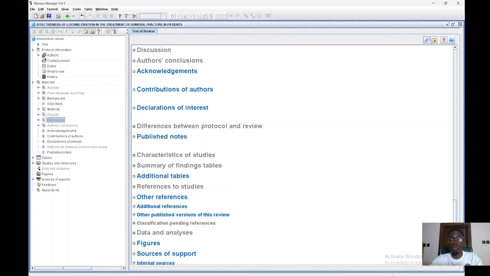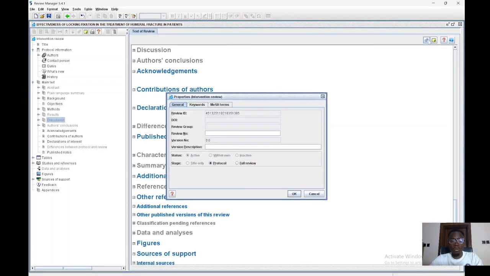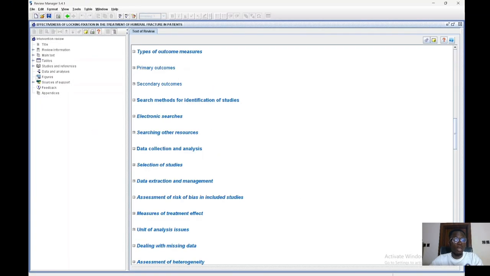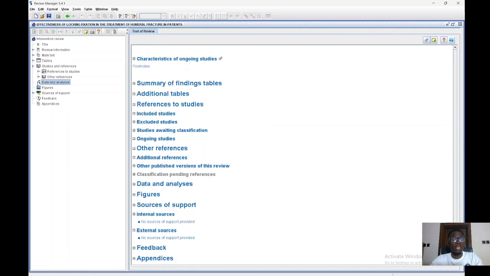Now, to change it, I'm going to click here. I'm going to click on full review, since I'm not at the protocol stage anymore, and then click on okay. Now notice what's going to happen. The data analysis now becomes clickable, which means that I can now perform data analysis. Now let me explain.